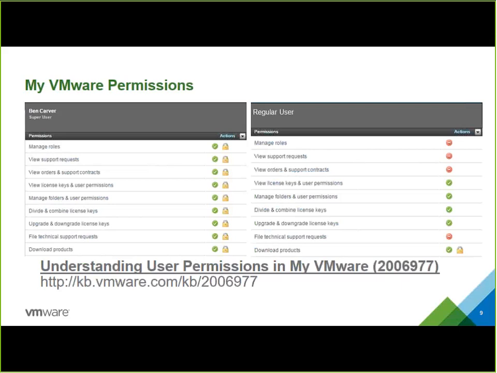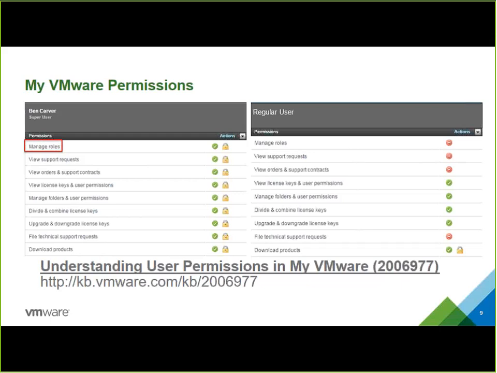Now let's look at the My VMware permissions. The super user can manage the user permissions in the My VMware Portal. You can see that these two individuals here have different permissions granted to them. The super user is the administrator who grants access and permissions. Here's a brief overview of the different permissions that you can control as a super user. You can grant permissions to view only specific folders or the whole account. This is decided by the super user.